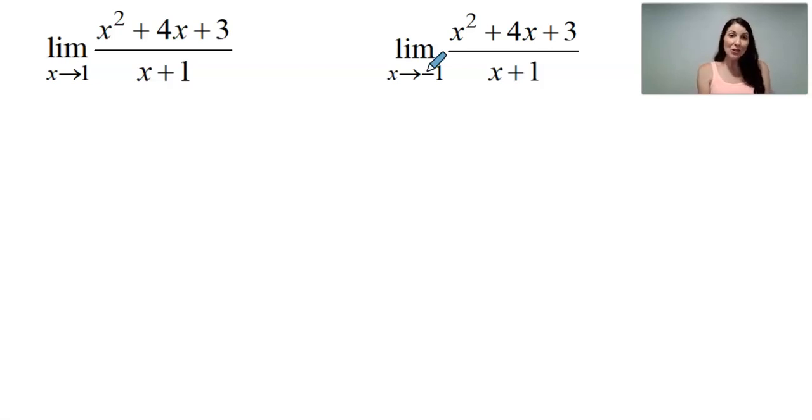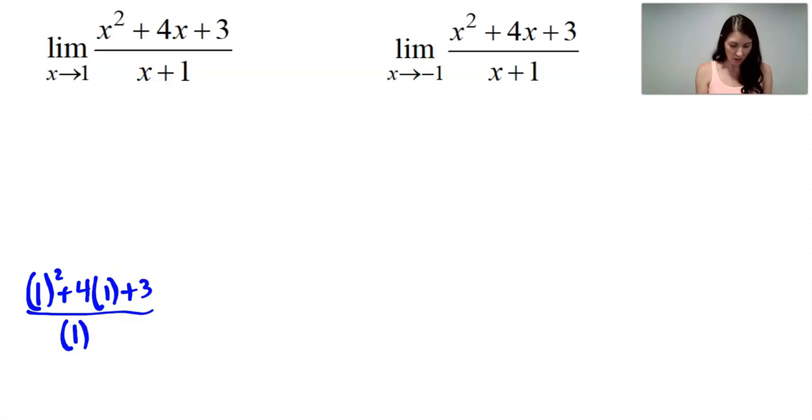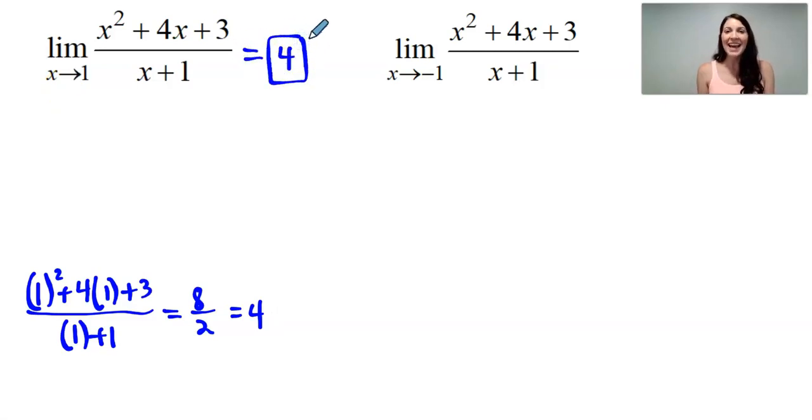So the first thing I'd want to do is plug in the number that x is approaching, in this case 1. So I would have 1 squared plus 4 times 1 plus 3 all over 1 plus 1. After simplifying, you can see that that would be 8 divided by 2, or 4. Now it actually looks like direct substitution worked here. So the answer to the first limit problem, the limit as x approaches 1 of this rational function, is equal to 4. Let's take a look at what this would look like on a graph.